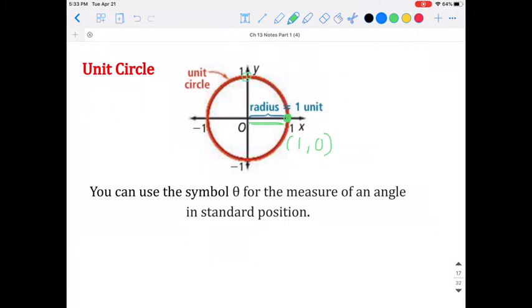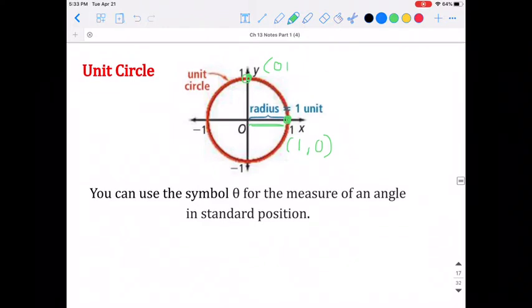On the positive y-axis, our point is (0, 1), because we didn't move to the left or right at all, we just went up a unit. On the negative x-axis, our point is at (negative 1, 0), and on the negative y-axis, our point is at (0, negative 1). This is always true for the unit circle. And with using the unit circle, we're able to create different triangles to find the measures of angles.